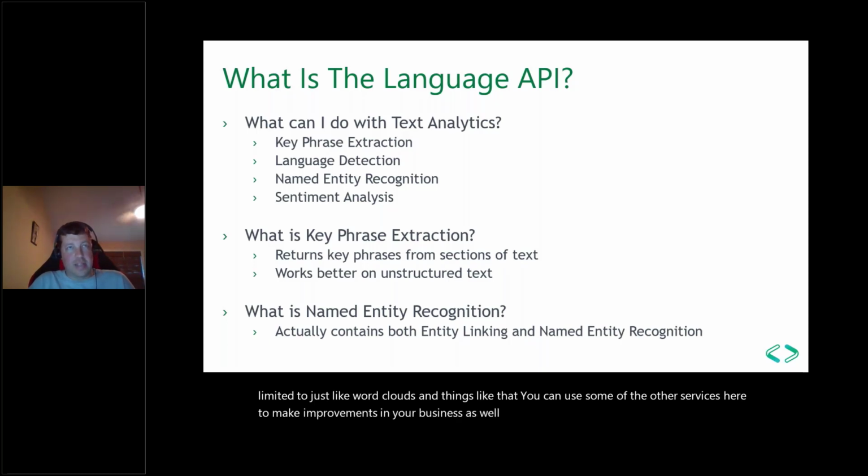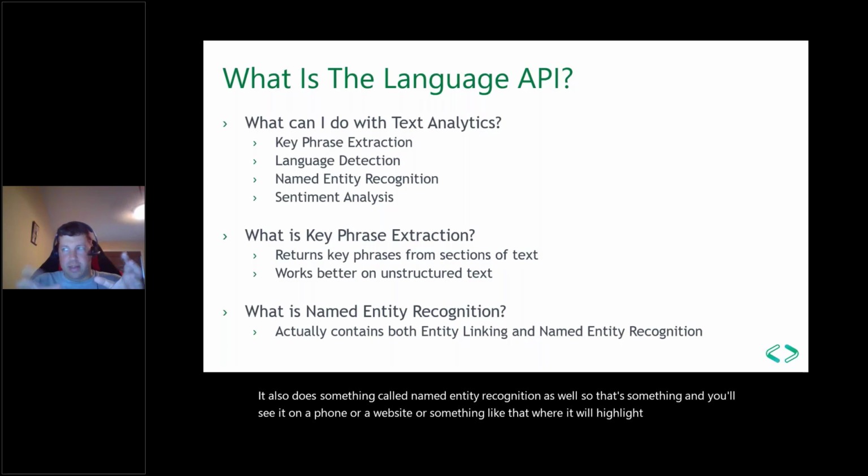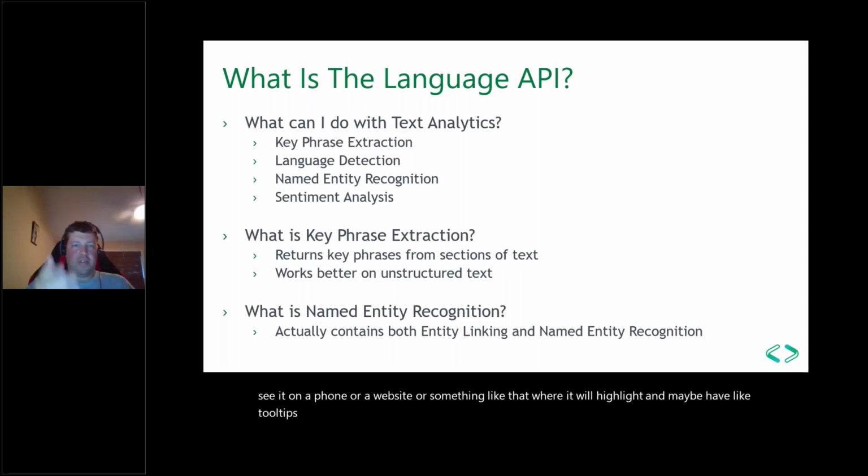This does language detection as well, just like the Translator API does. So you're able to detect what an incoming language is, and pass it off to the Translator API or something like that, depending on what action you want to take. It also does something called named entity recognition as well. You'll see it on a phone or a website or something like that, where it'll highlight and maybe have tooltips for, it knows this is a person, or it knows Paris is a place, or it knows $1 is money, or something like that. That named entity recognition gives you the ability to call that out, and then you can maybe drive an action from that. So you can see some of the use cases for it.